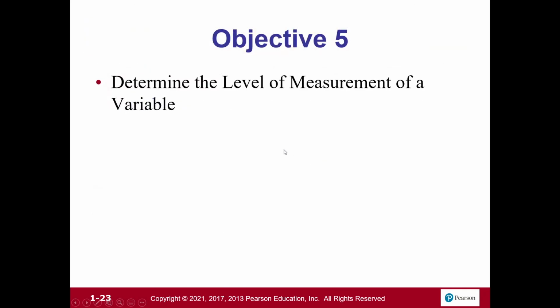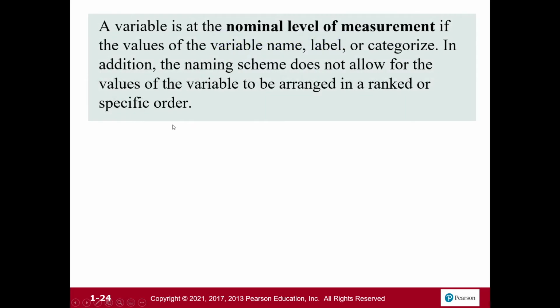So now we're going to look at objective 5. It says determine the level of measurement of a variable. So the first level is the nominal level. The nominal level of a variable helps categorize it. So that's when we're dealing with, again, eye color, things that can be categorized. But they cannot be ranked.